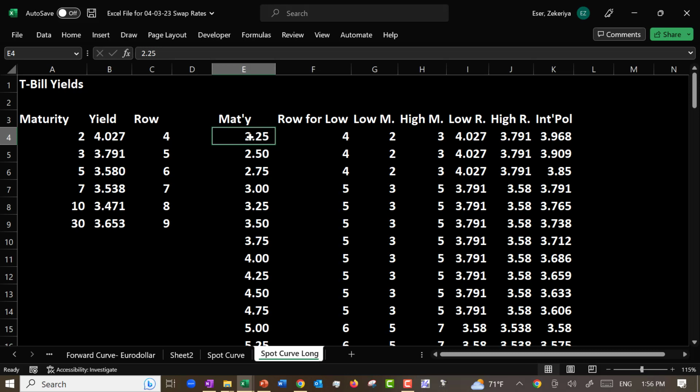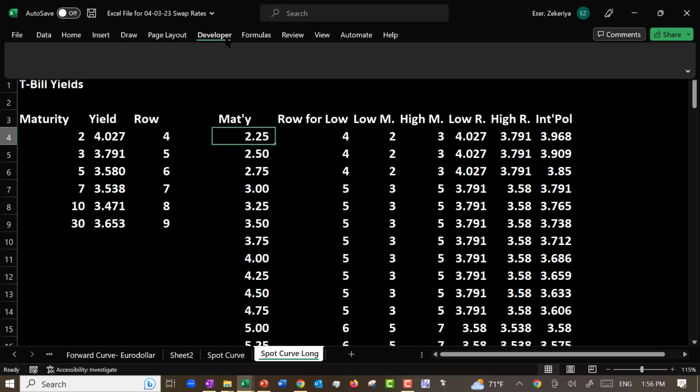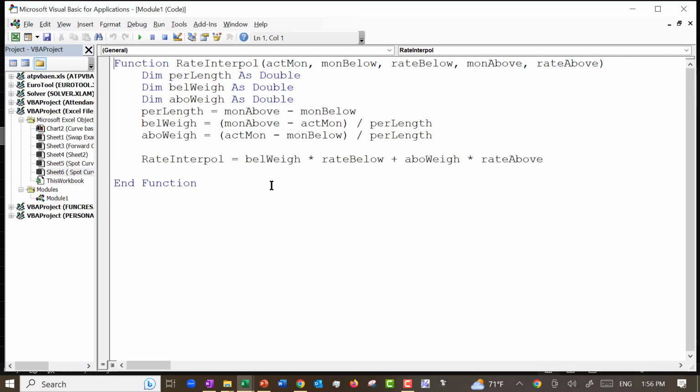That's the idea behind it. Now let me go back to this. This is the length of the interval that contains what I want, which is the actual month, okay?